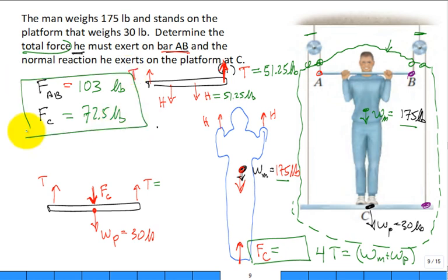So think about it. If the person's pulling on that bar, and you put a weight scale under them, they say, I weigh 175. In this contraption, you'd say, oh, I only weigh 72.5 pounds. All right. So we continue this problem.